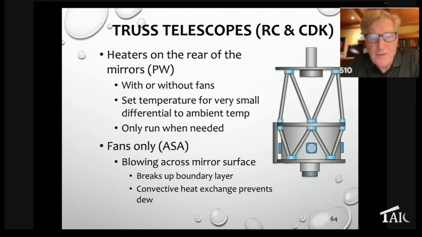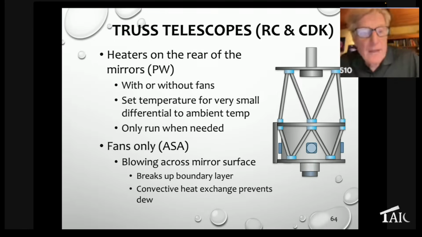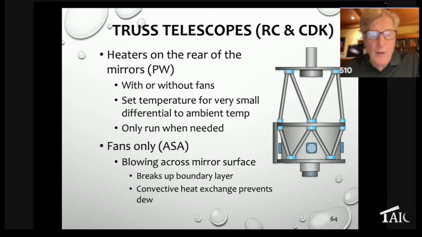On the ASA telescopes, you have just fans, and they blow across the surface of the mirror. They break up the boundary layer, and they provide convective heat exchange that prevents dew. Some of these telescopes require the fans to run. My ASA telescope will not produce good imaging without the fans running. Other telescopes require that the fans be turned off. My old CDK required that the fans be turned off. And I believe that PlaneWave has had a couple of different configurations for the fans. So I'm not telling you what to do with your telescope. What I am telling you to do is experiment. You've got to check it to see which provides better imaging.